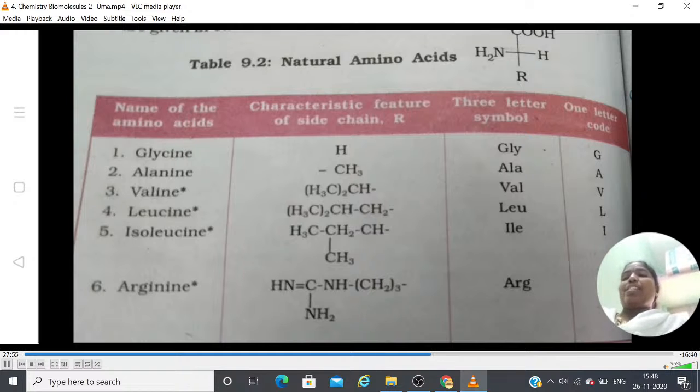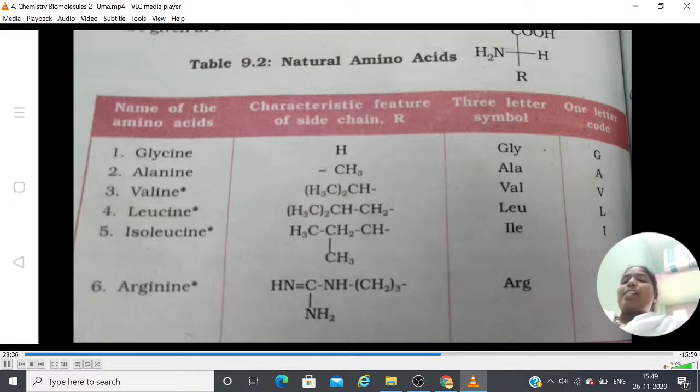Next, the second amino acid, that is alanine. In the alkyl group R, a CH3 group is present. The symbol is ALA and the code is A. Next, third one, valine. Valine is one of the essential amino acids. In this structure, the alkyl group has CH3 taken twice, with CH as the branch. It is shortly given as VAL and the code is V.